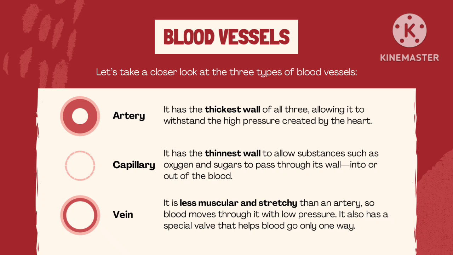Next, the vein. It is less muscular and stretchy than an artery, so blood moves through it with low pressure. It also has a special valve that helps blood to only go one way. Let's go to next page.